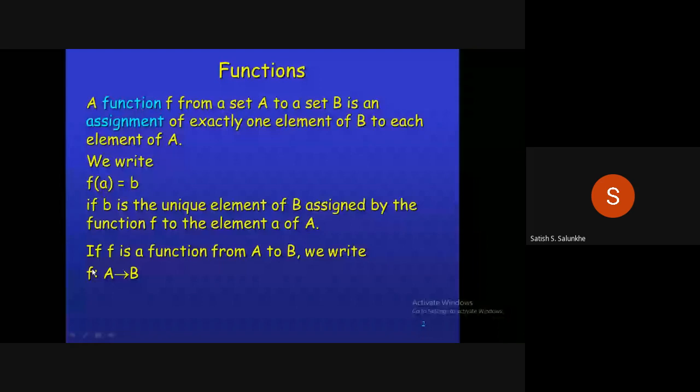F, the name of the function, is f. It is from domain to codomain. This arrow indicates it is a function from which set to which set, that is, domain to codomain.